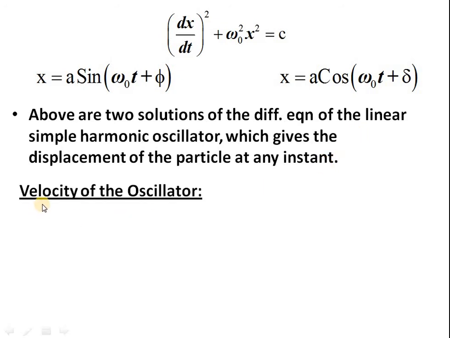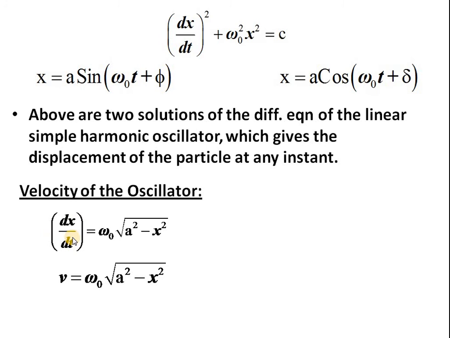And velocity, we have already got the expression. We have written that dx/dt is equal to ω0 √(a² − x²). Here this is velocity, dx/dt. So we can write v is equal to ω0 √(a² − x²). Understand? More specifically, you can write v(x). That means velocity depends on the x value. At different points along the oscillation, velocity will be different.